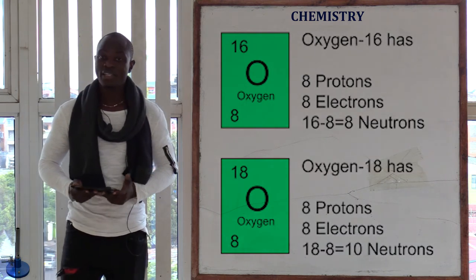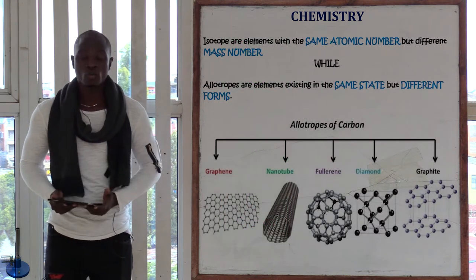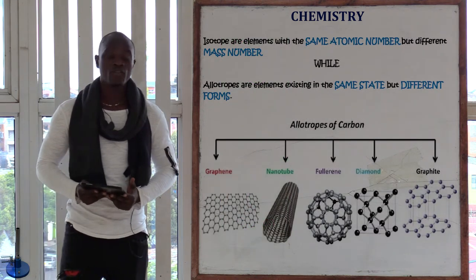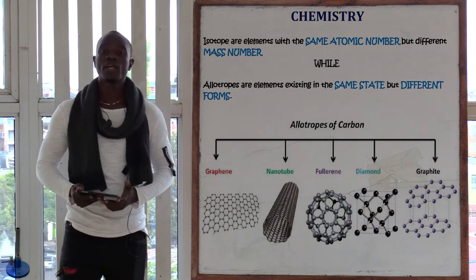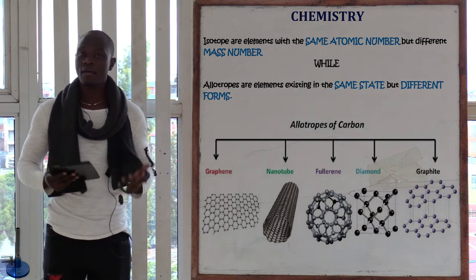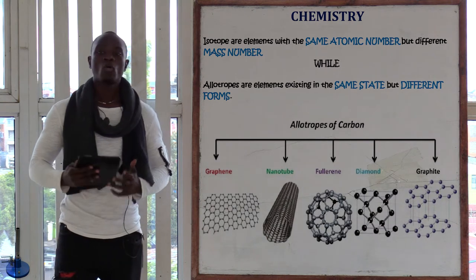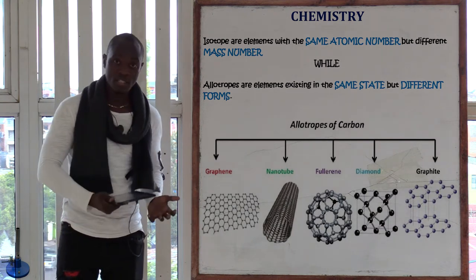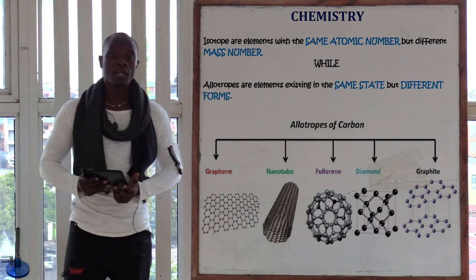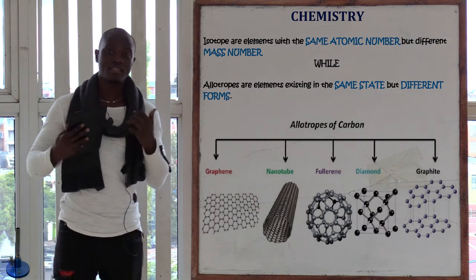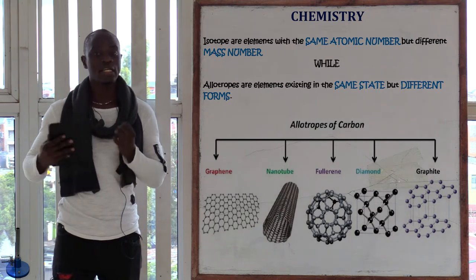Also, students tend to confuse isotopes and allotropes. For the isotopes, remember, they have the same atomic number but different mass number. For the allotropes, remember, these are elements which exist in the same state but in different forms. So the elements or substances which have the same state but exist in different forms are allotropes.